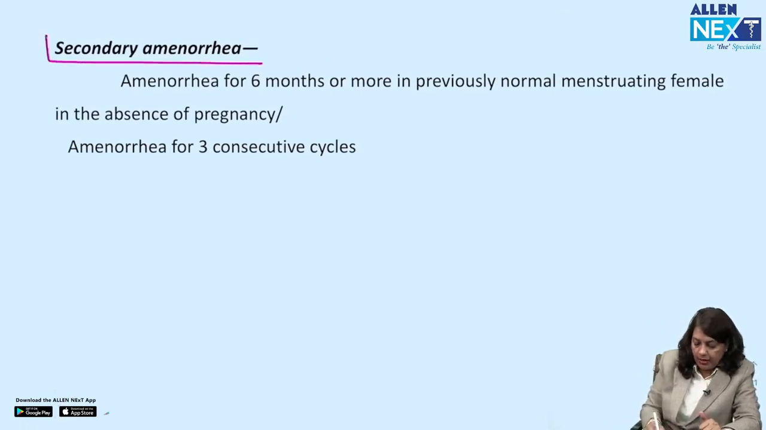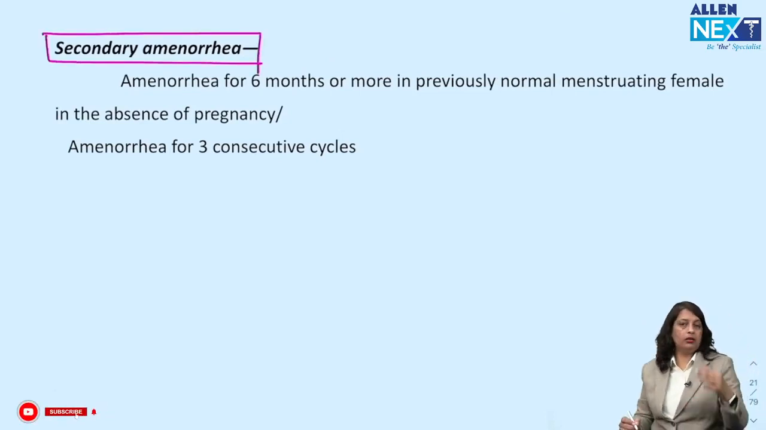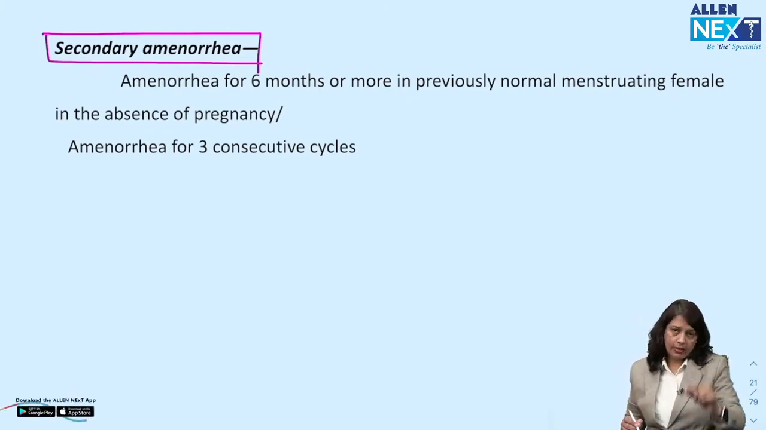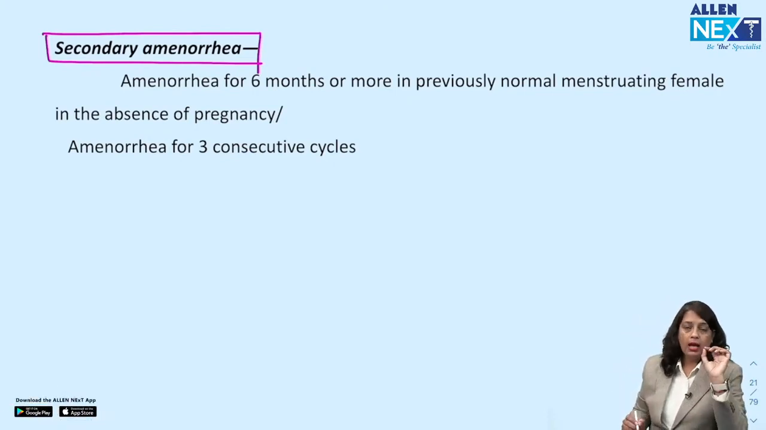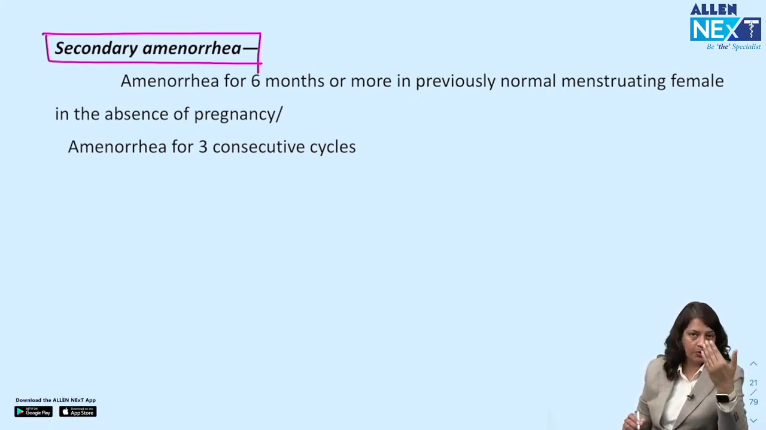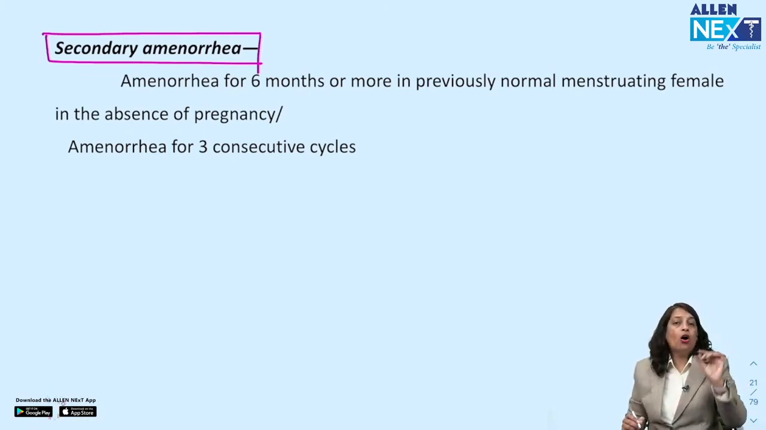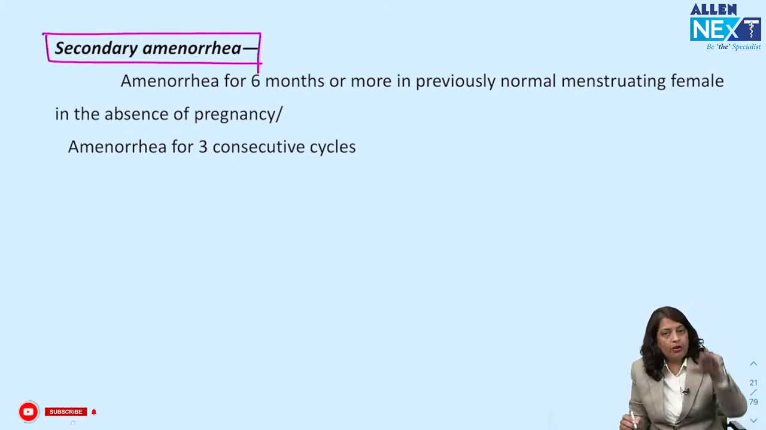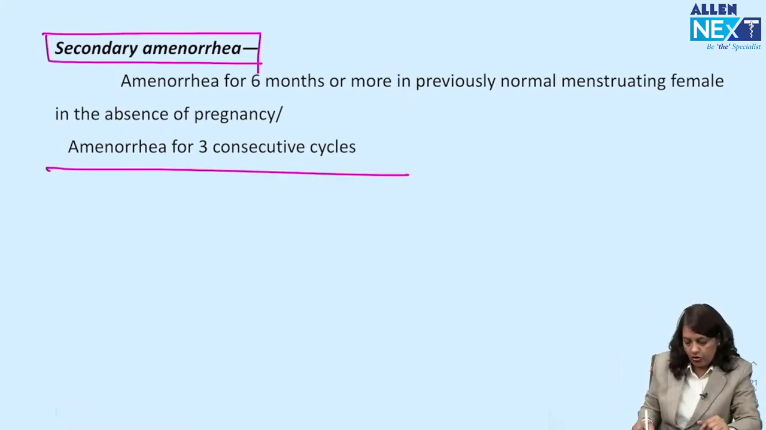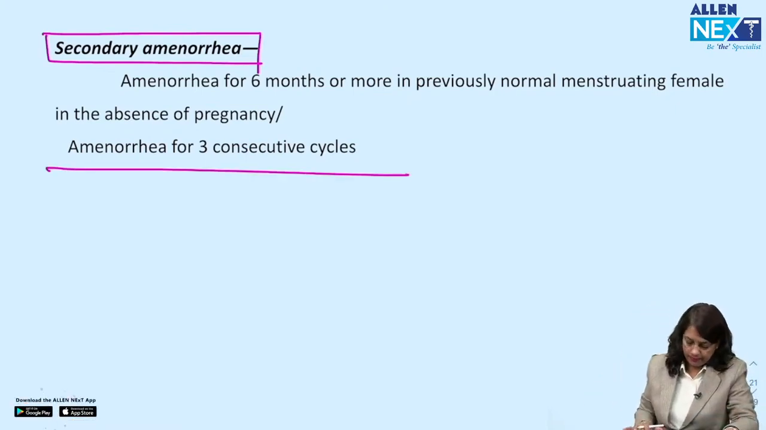Now let me quickly, in a very simplified manner, explain what secondary amenorrhea is. It is amenorrhea for 6 months or more in a previously normally menstruating female in the absence of pregnancy. Pregnancy is always a physiological cause that should be ruled out first. Or you can say amenorrhea for 3 consecutive cycles, then also it is called amenorrhea.